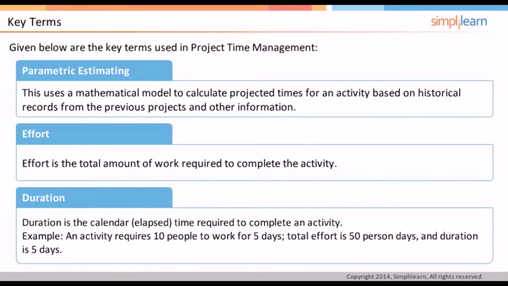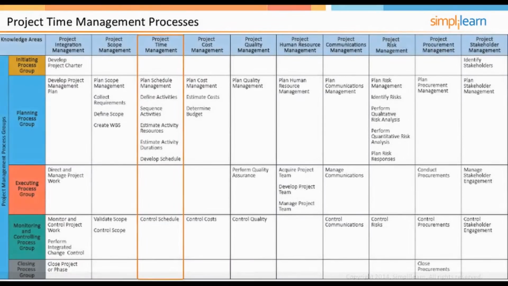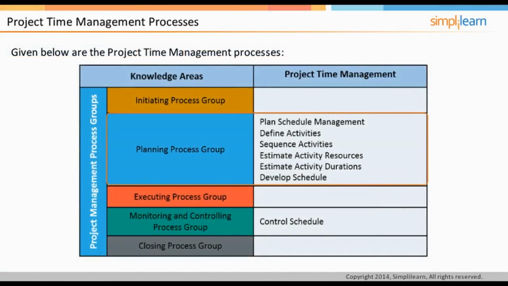In the next screen, let us look at the project time management processes. There are 7 project time management processes. They are plan schedule management, define activities, sequence activities, estimate activity resources, estimate activity durations, develop schedule, and control schedule.